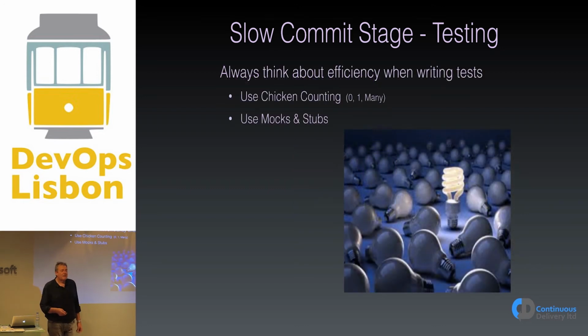Always think about efficiency when writing tests. Just have that in your DNA. If you're going to iterate over a list in a test, it doesn't matter if there's a million things in it. There's no difference. You use counting like 0, 1, or many. So nearly all of my loops I do for 3 things, which is 1 more than I need to, but usually that doesn't matter. Because if it's multiple, 3 is enough. 3 counts as many. So you don't want to iterate over lots of things. Use mocks and stubs to mock out dependencies so you can get answers really quickly.